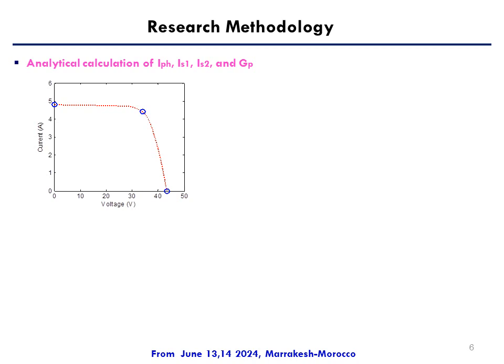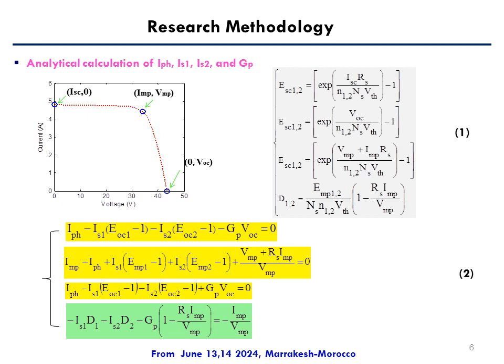So let's move to the details of the research methodology, and we start here with the analytical extraction of the 4 parameters IPH, IS1, IS2 and JP. The procedure consists of the evaluation of the current equation at the 3 remarkable points of the IV curve to get the first 3 nonlinear equations of equation 2. These equations link the 4 parameters, and to complete a system of 4 nonlinear equations, the fourth equation here corresponds to the derivative of the IV equation applied at the maximum power point. And here in equation 1, we have simply some denotations that we have adopted to simplify the equations writing.